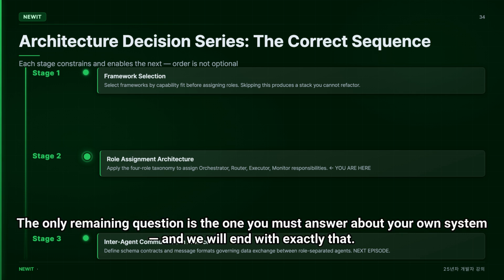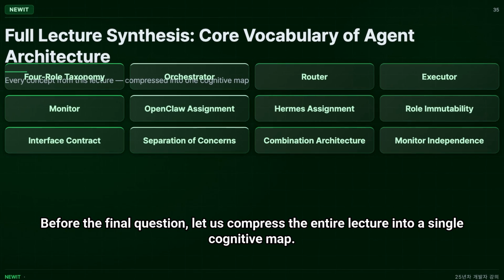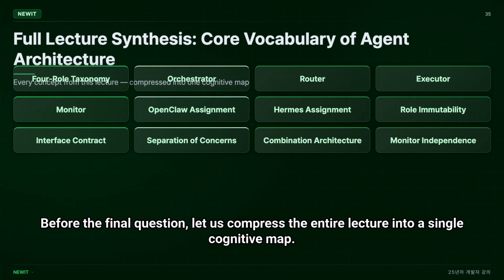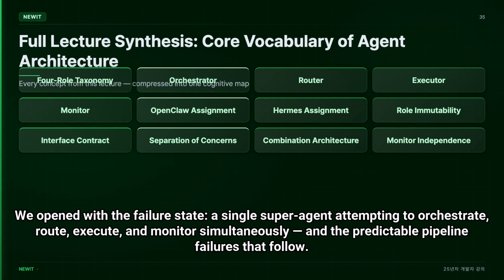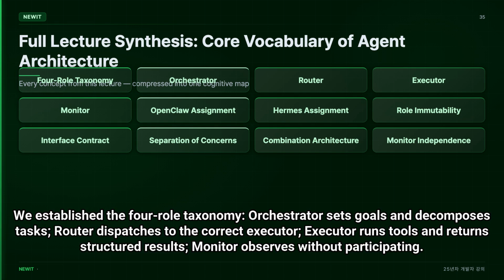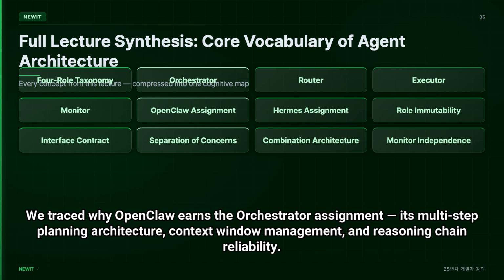You now have the map. The only remaining question is the one you must answer about your own system, and we will end with exactly that. Before the final question, let us compress the entire lecture into a single cognitive map. We opened with a failure state, a single superagent attempting to orchestrate, execute, and monitor simultaneously, and the predictable pipeline failures that follow. We established the four-role taxonomy. Orchestrator sets goals and decomposes tasks. Router dispatches to the correct executor. Executor runs tools and returns structured results. Monitor observes without participating.